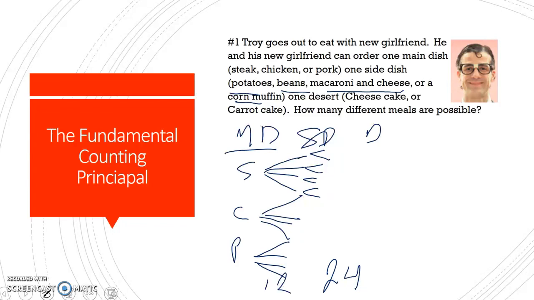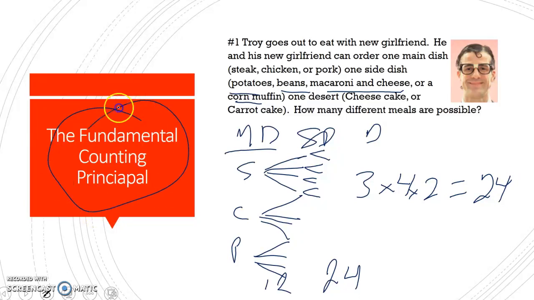An easier way of doing this is to go with the number of choices. She has 3 choices for a main dish, times 4 choices for a side dish, times 2 choices for the dessert, and 3 times 4 times 2 is equal to 24. That's the fundamental theorem, or the fundamental counting principle. If I have so many options, and I want all those things to happen, or to find all the combinations of all those different options, I just multiply them together, and that's 24.